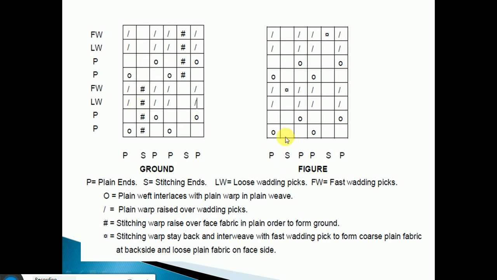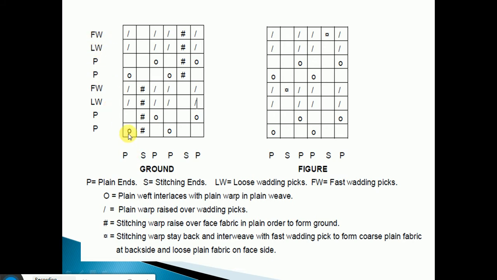So wherever the stitching end is not interlacing with the plain face fabric, that area is called figure area. Already we have discussed. So you can see the plain end. Then warp is arranging plain, stitching, plain, plain, stitching, plain, in a 2:1 ratio. Weft is arranging plain, plain, loose wadding and fast wadding. Again, plain, plain, loose wadding and fast wadding.